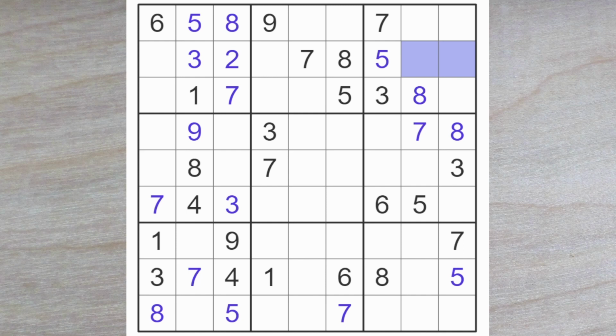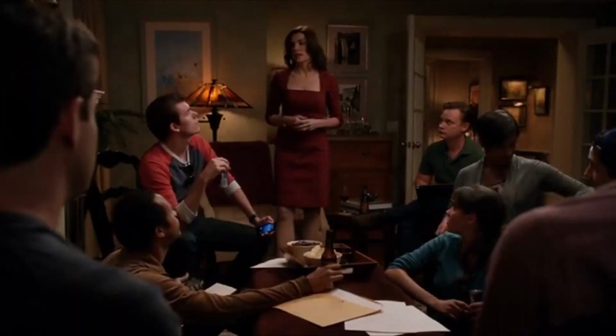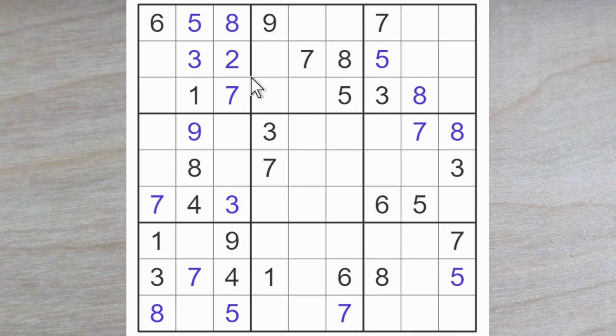Can we say anything about the 6s and the 9s? I don't really think so. I can't say anything. But after all this activity and finding this 5, none of these squares can be a 5. The 5 blocks here and the 5 blocks here, so a 5 must go here.